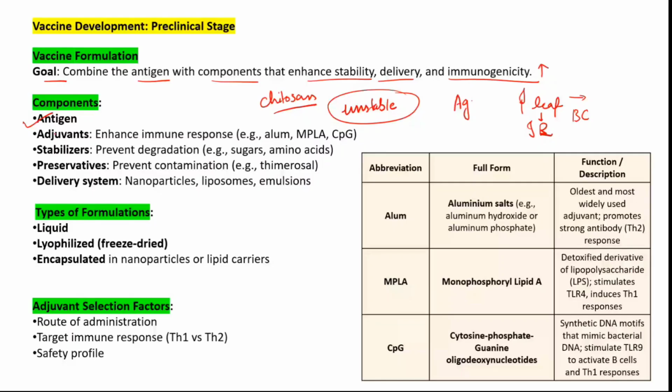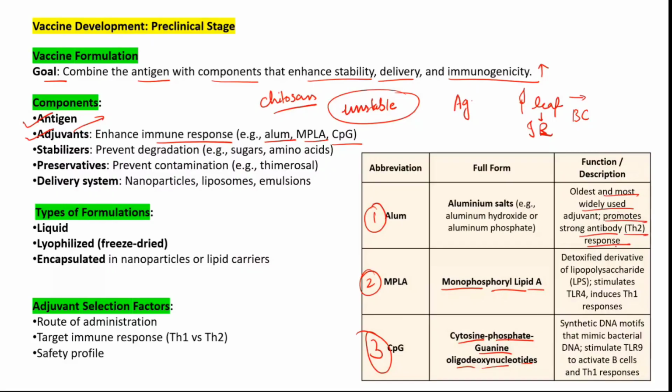Alum, the aluminum salts, is the most widely and commonly used adjuvant, used since ancient times. MPLA is what? Monophosphoryl lipid A. CpG is what? Cytosine phosphate guanine, oligodeoxynucleotide, CpG island. So these are the common adjuvants used nowadays: alum, MPLA, CpG. Alum means aluminium salts, aluminium hydroxide, aluminium phosphate. It is the oldest and most widely used adjuvant, and promotes a strong antibody Th2 response.